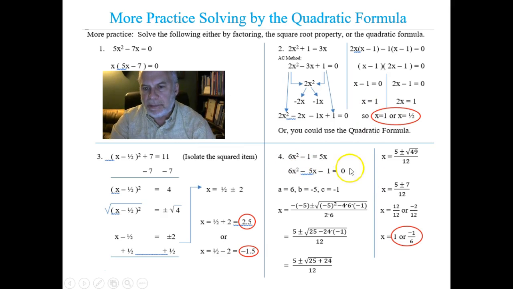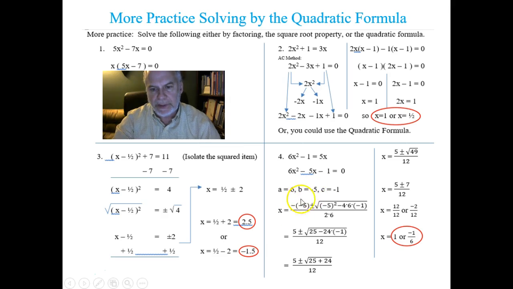All right, example 4 on this page. Here's the equation. You can move the 5x over to the left side, and you get 6x squared minus 5x minus 1. You could try to do this by factoring, but I showed here by the quadratic formula. So a is 6, b is negative 5, and c is negative 1. And then you just plug those into the formula.